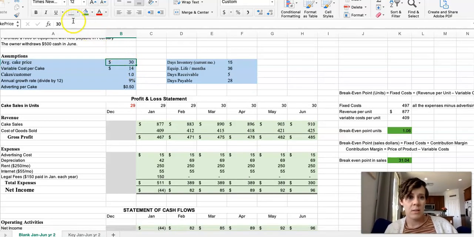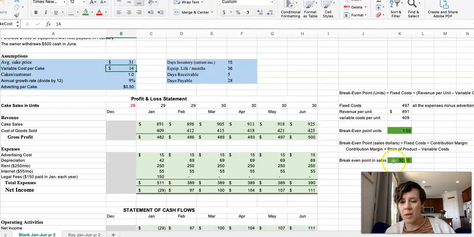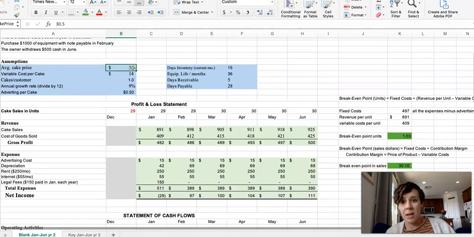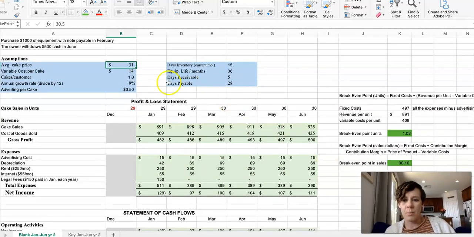They could increase, for example, if you did even 50 cents, you can see that now the break-even point is $3.10. So they could increase their cake prices slightly, but it's not really necessary. Seems like Creative Cakes has done a pretty good job of pricing their cakes and paying attention to their costs so that their break-even point is close to their actual cake price.